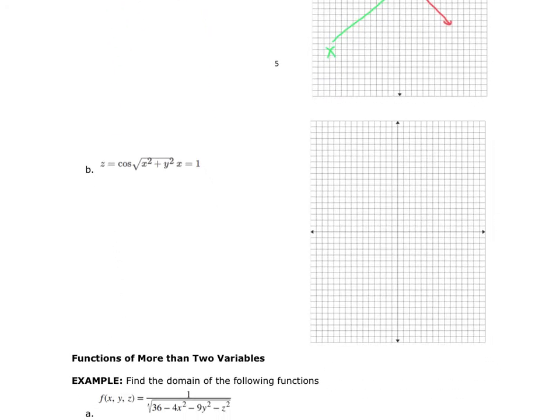Okay, so for this one, I have the cosine of the square root of x squared plus y squared, where I'm going to be putting in x is equal to 1. So z is equal to the cosine of the square root of 1 plus y squared. Now what I know is this is going to be a cosine wave, so here's z and here is y. This is really an ugly way of saying the cosine of theta. So it's going to be a cosine wave.